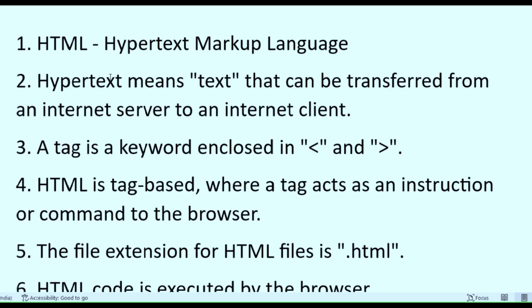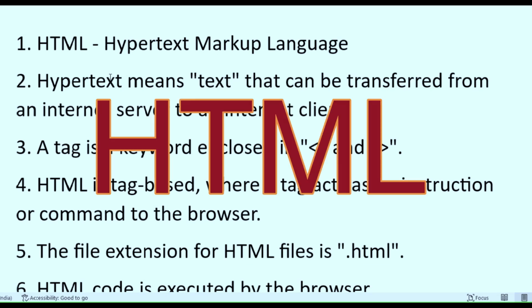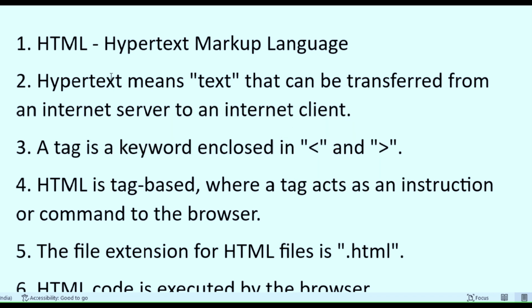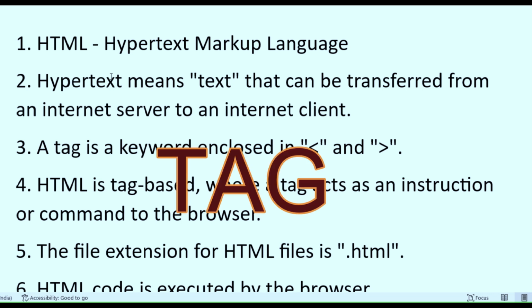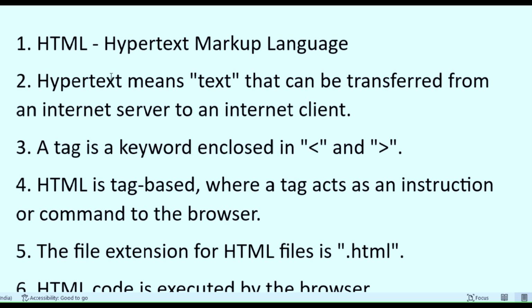In hypertext markup language, what is the meaning of hypertext? It means the text that can be transferred from an internet server to an internet client. From server to client, the text we need to transfer, we have to put it in a hypertext. And this hypertext will have a lot of tags. A tag means something enclosed with a less than and greater than symbol. You can see it on this screen.